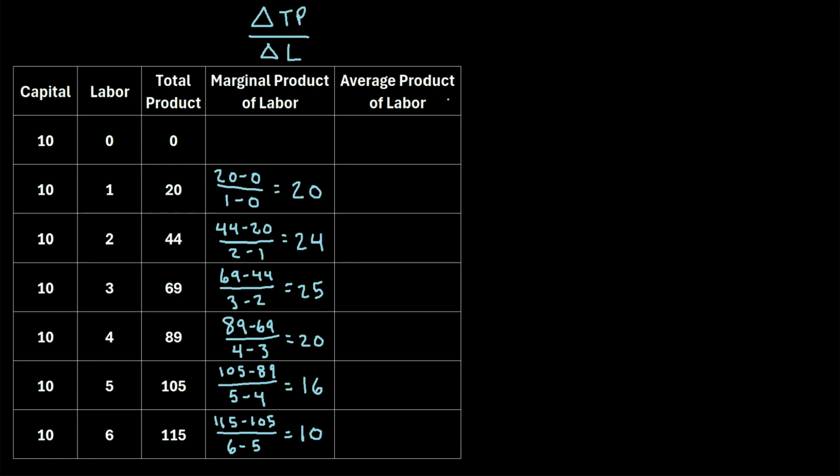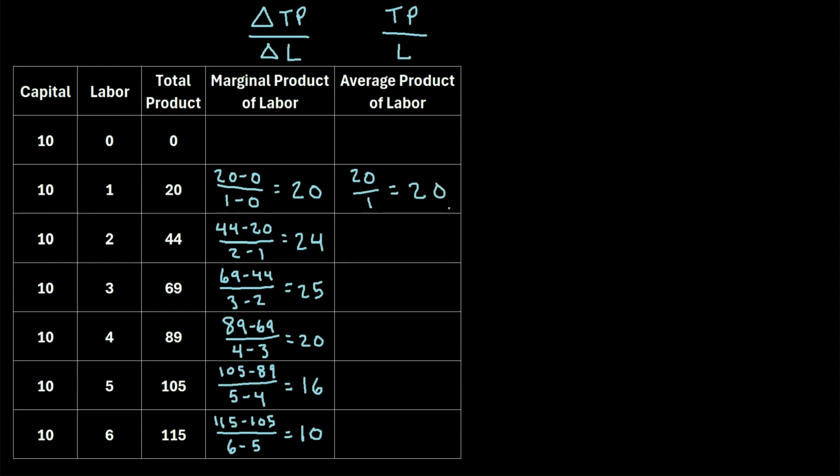Now, along with the marginal product of labor, another metric we can calculate is the average product of labor. And that's simply the total product divided by the labor. What this tells us is the average number of products produced per employee. So if we consider this first box right here, the average product of labor is simply the total product of 20 divided by the labor, which is 1. So we get 20 divided by 1, which is just 20.